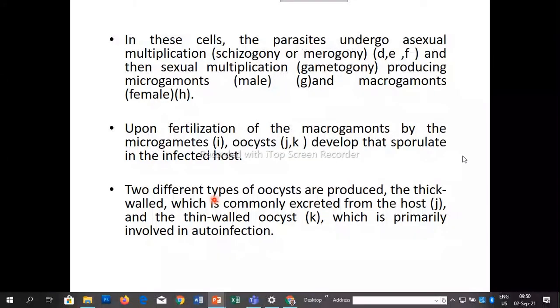Two different types of oocysts are produced: the thick-walled, which is commonly excreted from the host, and the thin-walled, which is primarily involved in auto-infection. So the oocysts are infective upon excretion, permitting direct and immediate fecal-oral transmission.